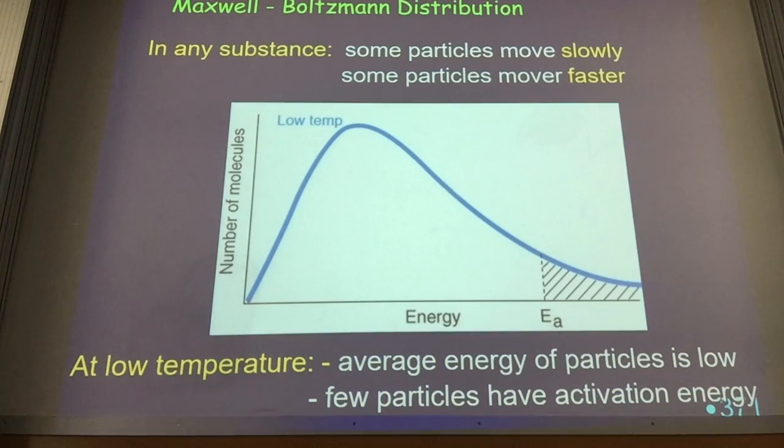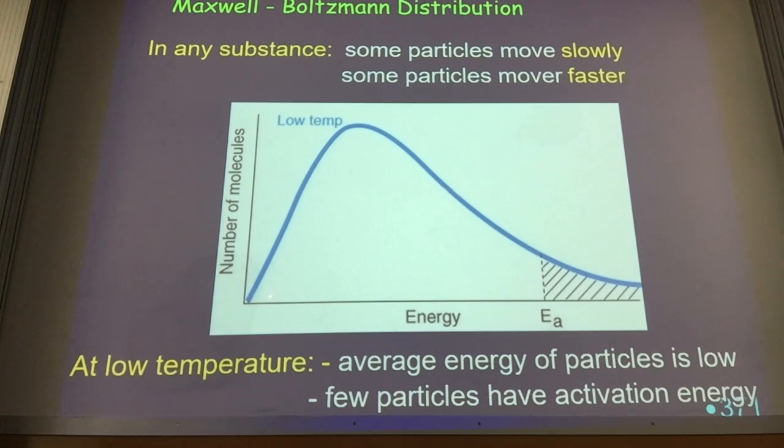Now, a graph of particles versus energy shows this pretty clearly. This is known as the Maxwell-Boltzmann distribution. Thankfully, we don't have to worry about the maths behind it. But whenever you see a graph, pay special attention to what's on the axis. So here we've got number of molecules, so how much of the gas, and here we've got the energy.